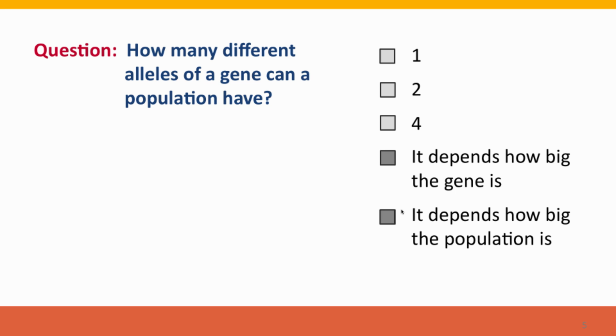The right answers are, well, it depends how big the gene is, and it depends how big the population is. Because for a big gene, there are potentially 4 different alleles for every base in that gene. So that's many, many thousands. If the gene is 1,000 base pairs long, that's many thousands of alleles. If the population's very small, the population can only have 2 alleles per person. So the number of alleles can't be larger than twice the size of the population.